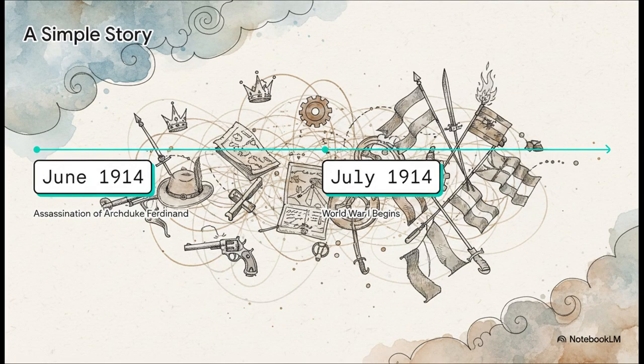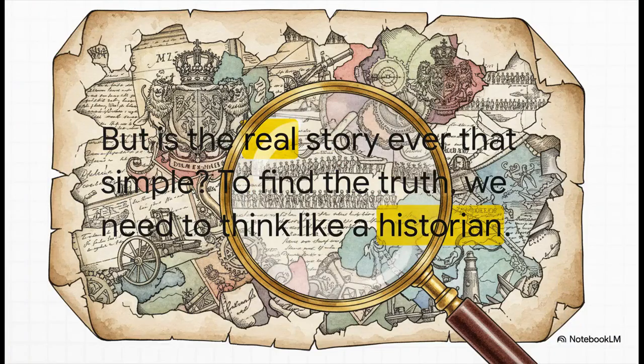And here it is. This is that super neat timeline we all remember from the textbook. June 1914, the assassination of Archduke Franz Ferdinand. Boom. 1 month later, the whole world is at war. It's laid out like a perfect cause and effect chain, just a straight line from point A to point E. Yeah, as you've probably guessed, the real story is almost never that clean.